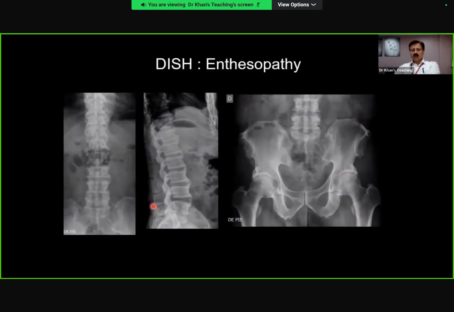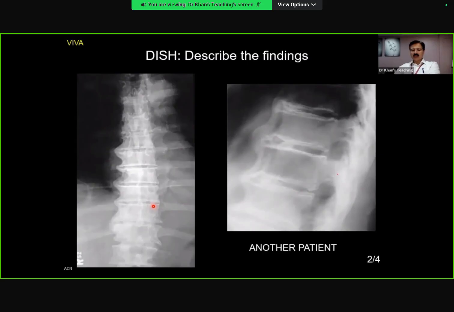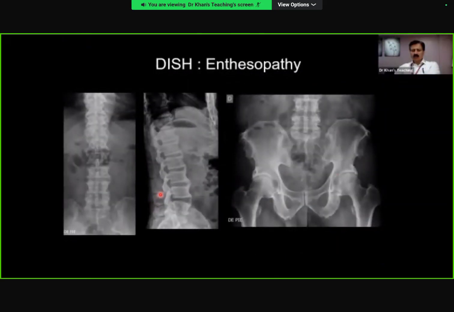Now, please also remember that DISH can also cause other kinds of enthesopathy. And it is written in your Chapman also. So this is a case in which this was the picture of DISH. And you can again see this whiskering here and ossification here. If you don't know it, then you will be surprised at what is happening. So DISH can also cause enthesopathy.